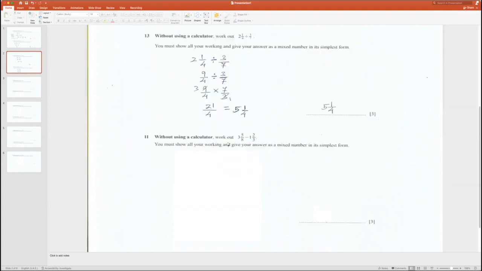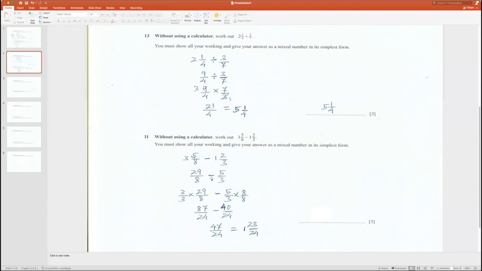Without using a calculator, work out. These two mixed numbers given. So we know first what we are doing, we are converting these mixed numbers to improper fractions. 8 times 3, 24 plus 5, 29 over 8 minus 3 times 1, 3 plus 2, 5, 5 over 3.